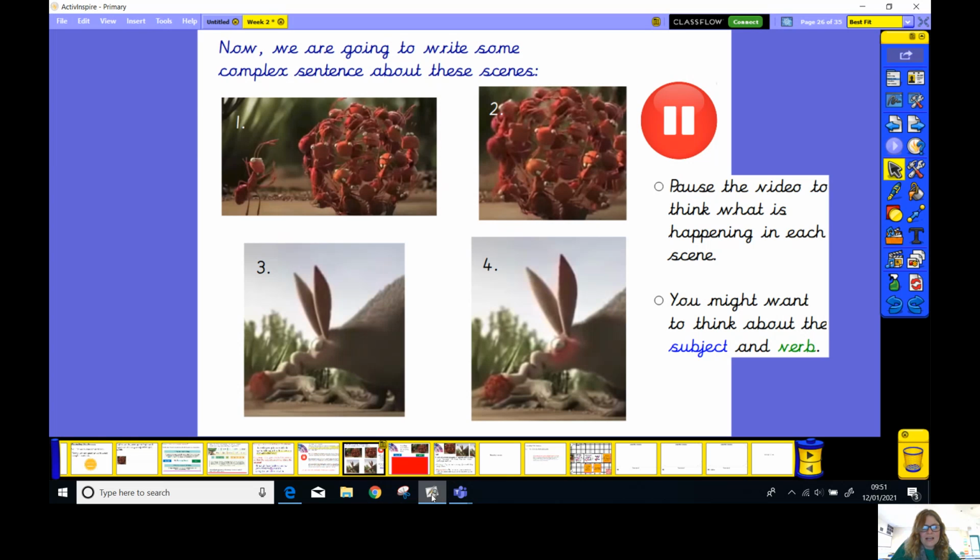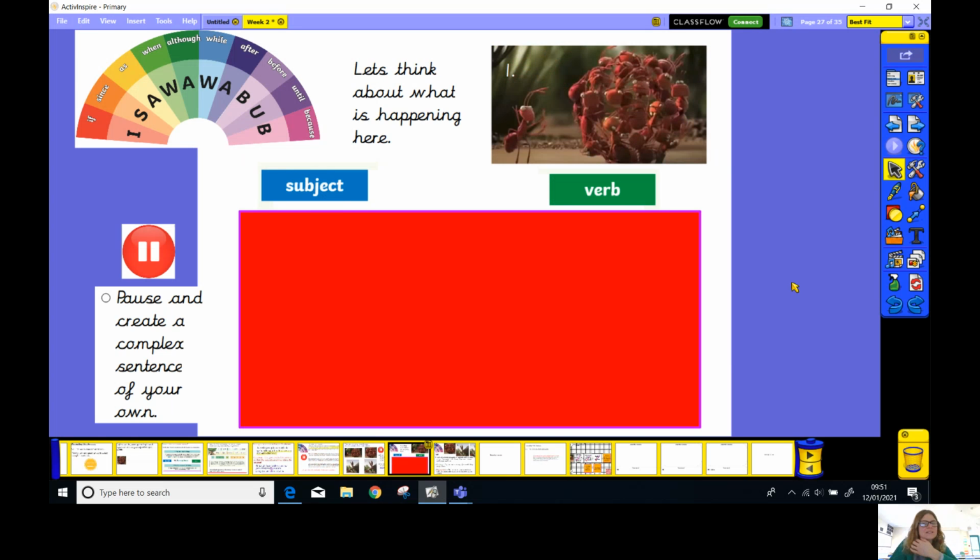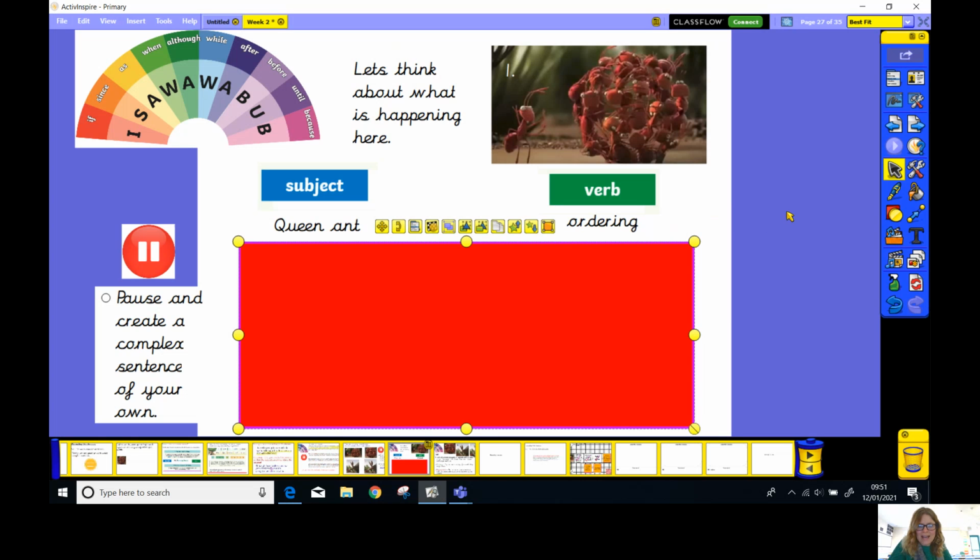Well done. Let's have a look at this scene here, number 1. What's happening here? Who is the subject in this scene and what is the subject doing? I thought that the subject probably was the Queen Ant. Here she is, and she looks like she is ordering her troops to do something. Look at her hands, they're flying all over the place. She's giving them lots of orders. She's bossing them around, isn't she? She's telling them what to do. She's being a good leader. She's helping them.